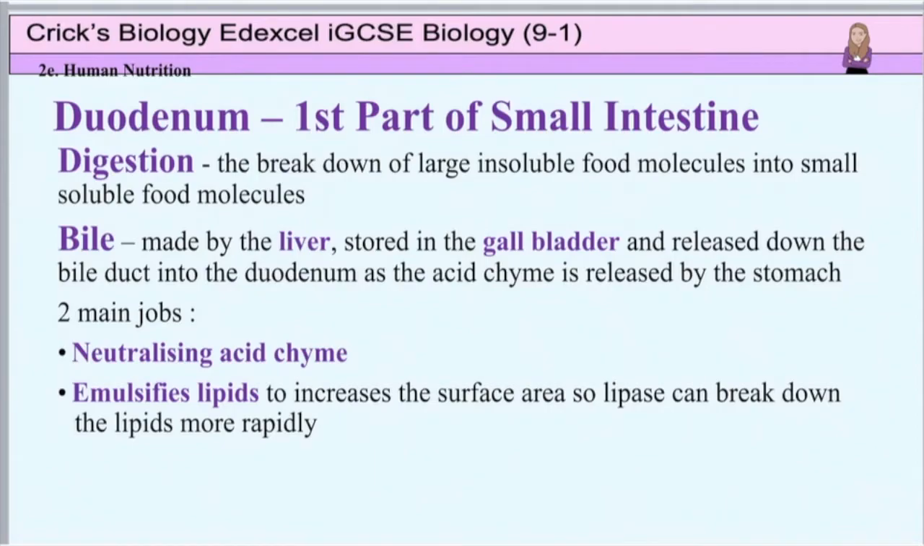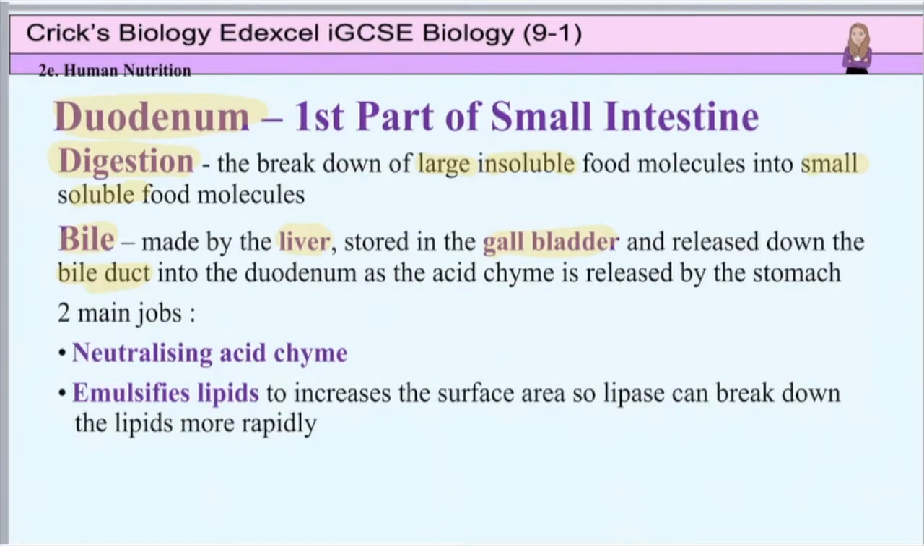When the food is released from the stomach, it enters the first part of the small intestine, called the duodenum, and this is where most of the chemical digestion occurs. Digestion is the breakdown of large insoluble food molecules into small soluble ones. Bile, which is made by the liver and stored in the gallbladder, is released down the bile duct into the duodenum as the acid chyme is released by the stomach.